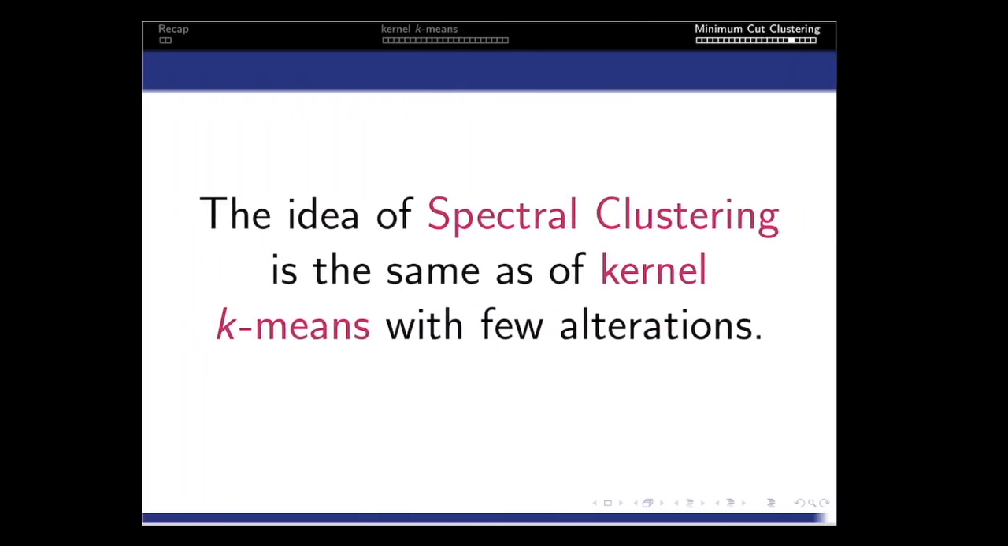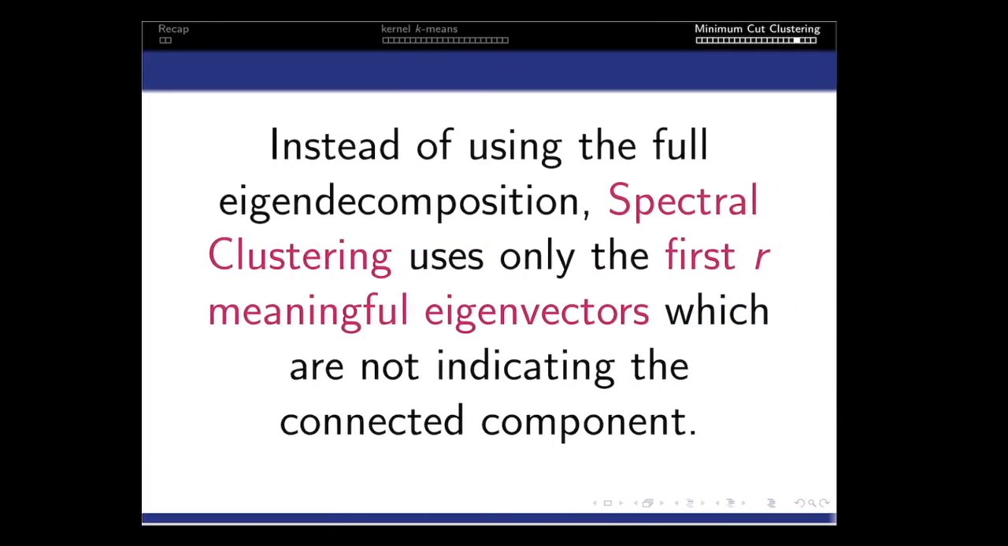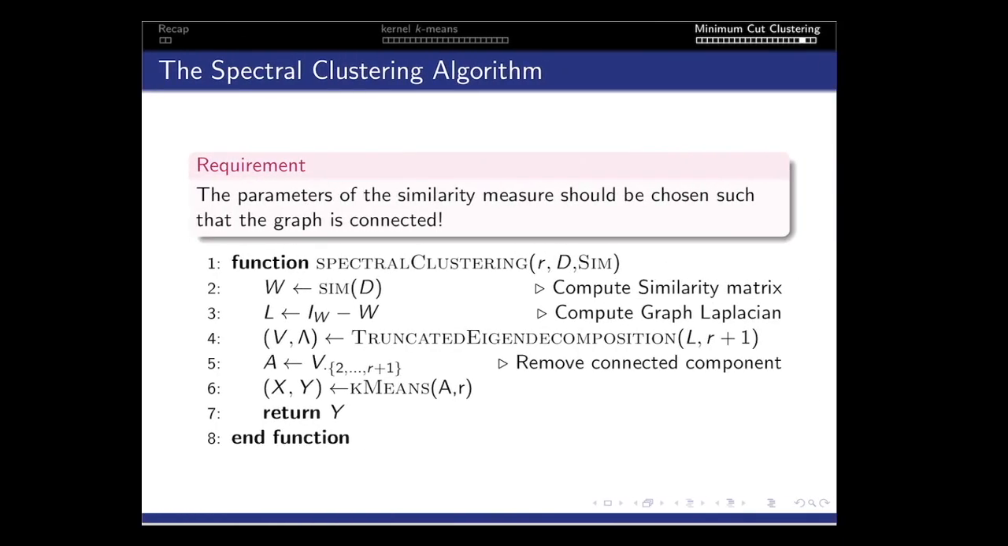Now, the idea of spectral clustering is basically the same as of kernel k-means with few alterations. So, for example, instead of using the full eigendecomposition, spectral clustering uses only the first R meaningful eigenvectors, which are not indicating the connected component. So, the pseudocode here for spectral clustering is given as follows.